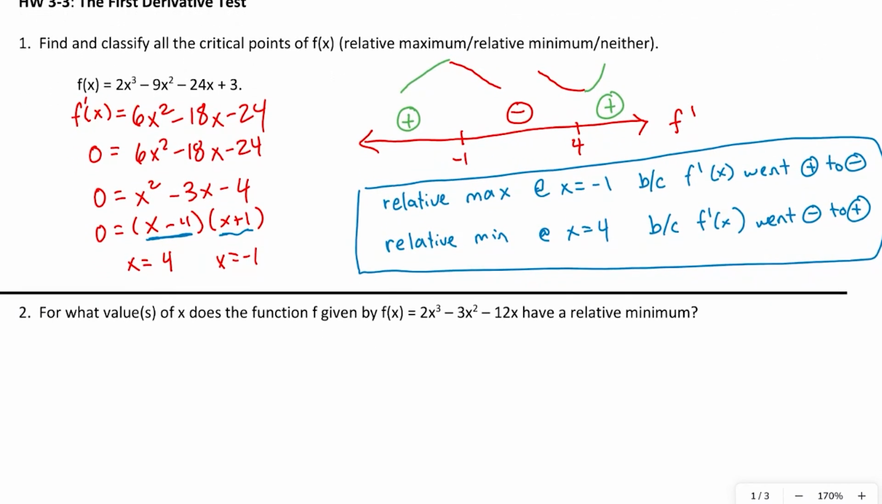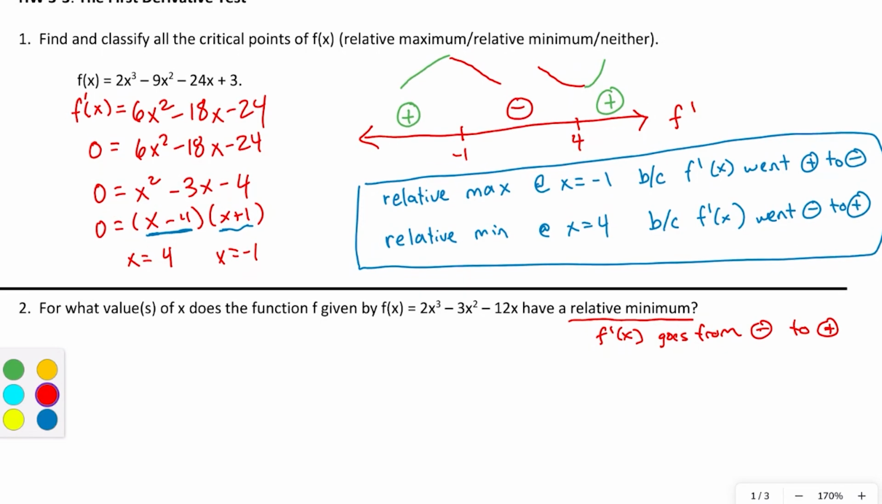Number 2, for what values of x does the function have a relative minimum? So really all we are looking for is a place on the graph where f prime goes from being negative to being positive. So we're going to set this up the same way as we set up the previous problem. So let's go ahead and do that.